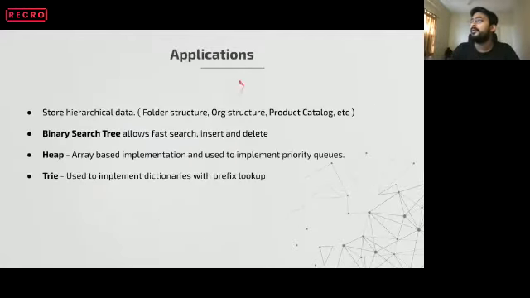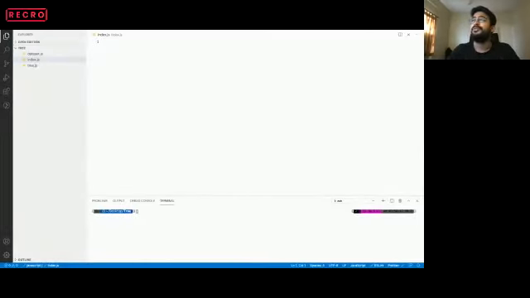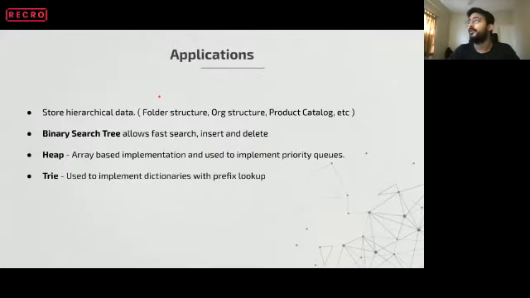Let's move on. What are the applications of trees? Any hierarchical data, for example a folder structure, like when we code in VS Code, we have this structure. Or the file structure in your system, or an organization structure, or a product catalog of an e-commerce website, where you can go to the men's section, and the men's section has different categories, say suits, pajamas. Whenever there's a hierarchy, we are inclined to use the tree data structure.